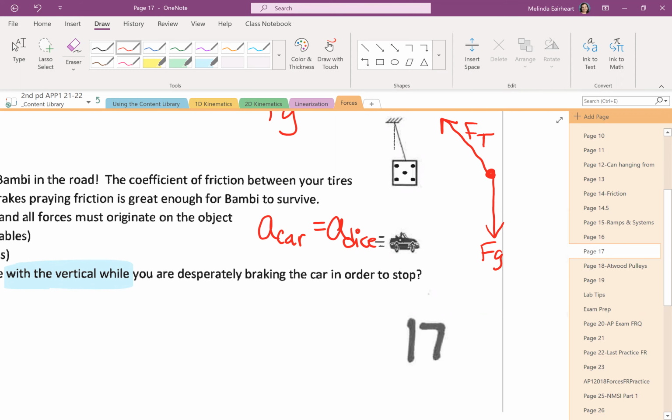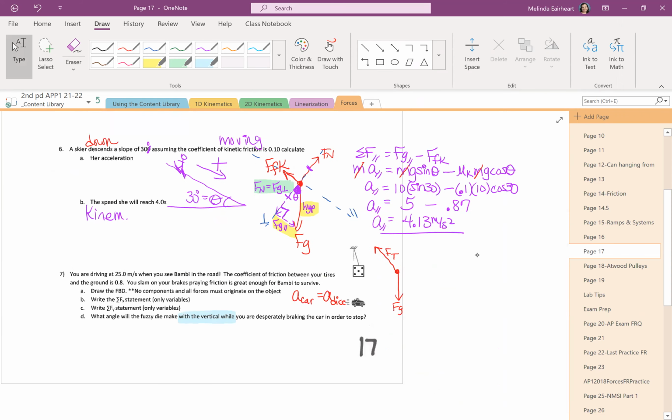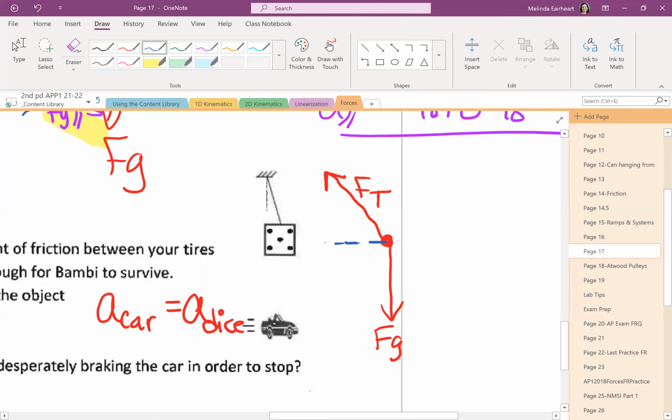Now, before I write my FNet statements, I'm going to do what I'm not going to do on the May exam, right? College Board says do not draw components. But most people need to see the components in order for them to appear in your FNet statement. And so who's got components? It's the tension. There's a horizontal component to the left and a vertical component up. And the angle we're looking for, read carefully, they want the angle with the vertical.